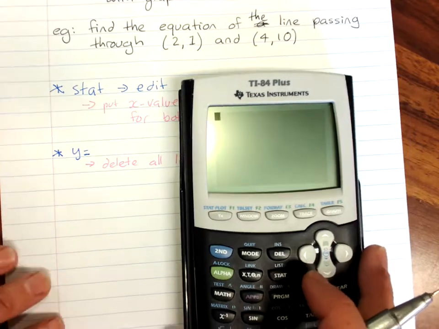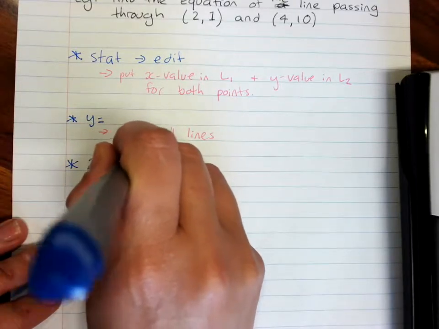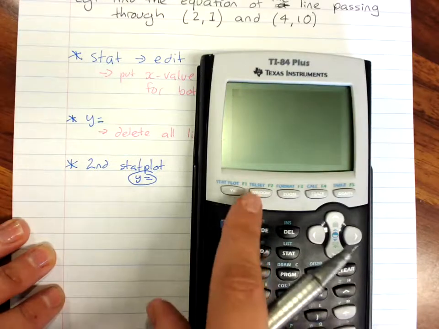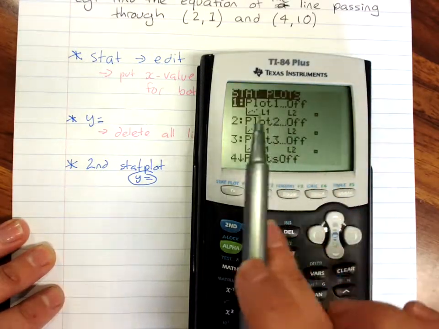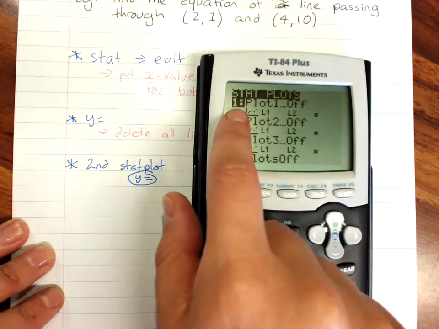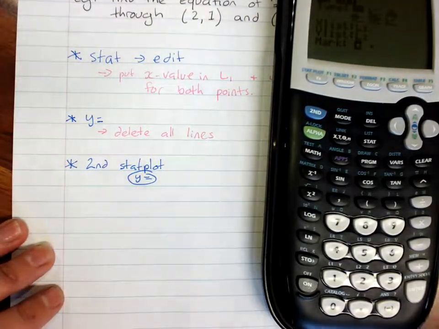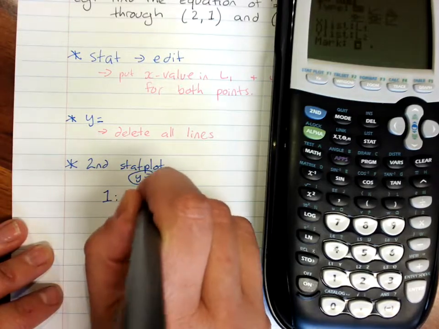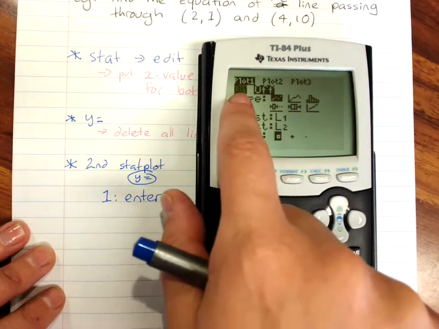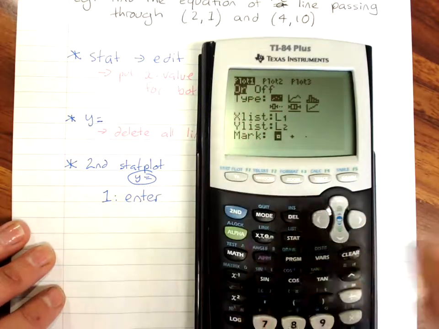Then you've got to turn scatter plots on. So to get into scatter plots, it's second stat plot, which is above Y equals. So there's stat plot above Y equals, second and Y equals to get into there. And this is stat plots, and you see they're all turned off. We're going to need to turn one of them on. So highlight stat plot 1 and enter to go into it. 1 and enter gets into stat plot 1, and I've got to turn it on. Highlight on, it's usually going to be flashing, but you can double check with that cursor, and hit enter. Now it's flicked to on.